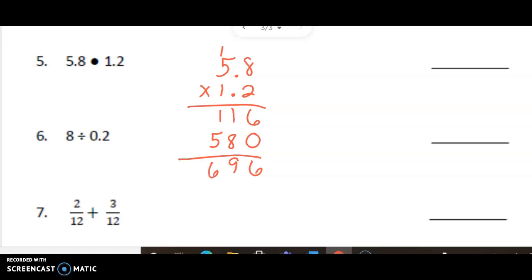Now, decimal. All right, so let's look at our decimal real quick. Notice there's one place behind that decimal, one place behind that decimal. That's 1 and 1 for a total of 2 places behind the decimal. So your decimal is going to have to go right here. So you have 1, 2. All right, so 5 and 8 tenths times 1 and 2 tenths gives me 6 and 96 hundredths.